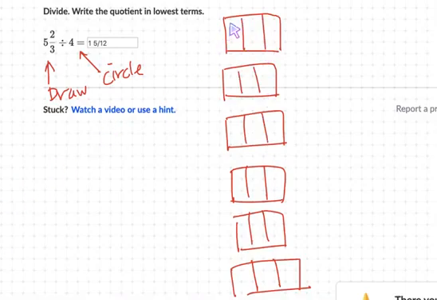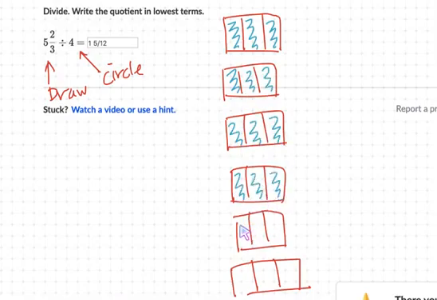I'll use blue this time. So there's 1, 2, 3, 4, 5. 5 holes all shaded in, and 2/3.